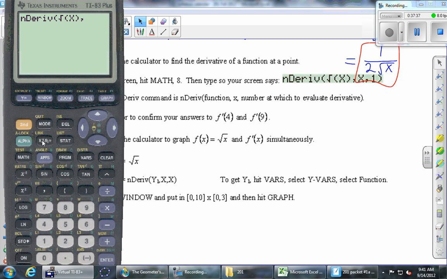And then this is going to be kind of funny, but you have to tell it what the variable is. Now, for almost every problem we do, it's going to be x, but you still have to specify the variable is x. And another comma. And then what you have to do is tell it where you want to evaluate the derivative.